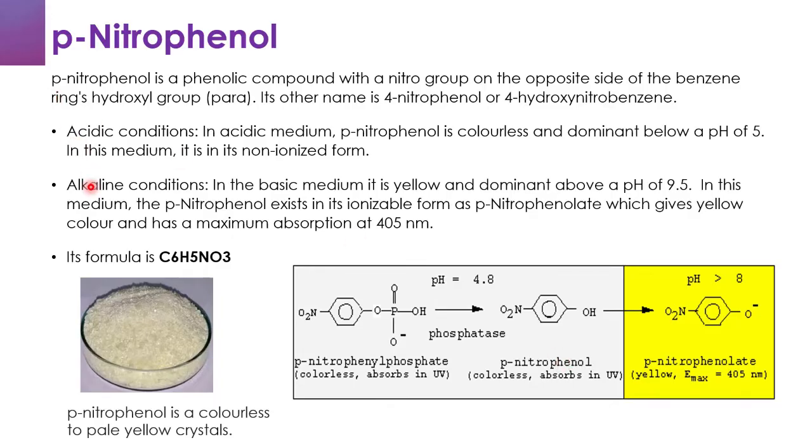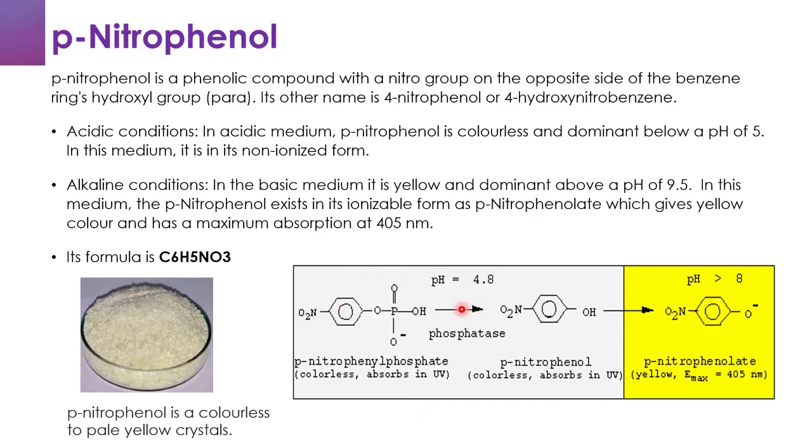Again, in a basic medium, it is yellow. So this is the basic medium. It is yellow and dominates above a pH of 9.5. And also in this medium, p-nitrophenol exists in its ionized form as p-nitrophenolate, which gives a yellow color and has a maximum absorption at 405 nanometer.